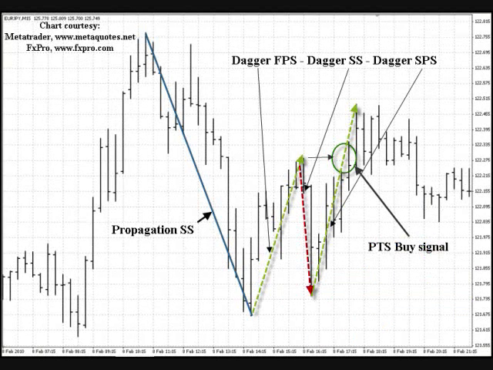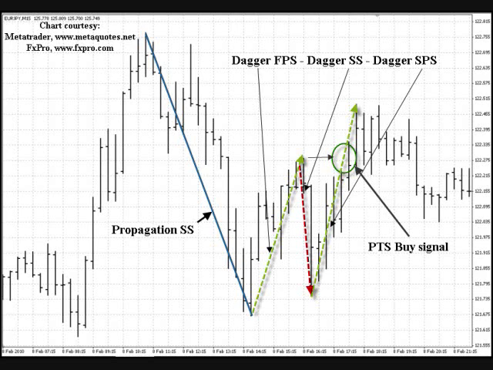Move to a lower time frame chart. If you are watching a 1-day chart, go to a 3-hour or 4-hour chart. If you are watching a 1-hour, go to a 15-minute. If you are watching a 15-minute, go to a 5-minute or a 1-minute.